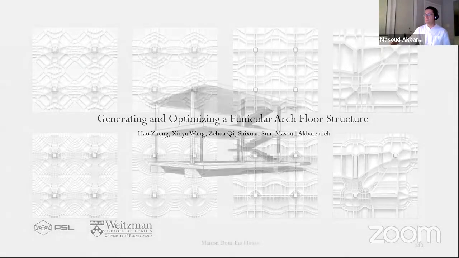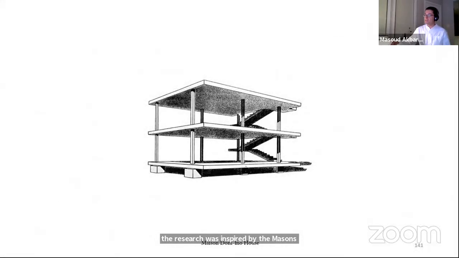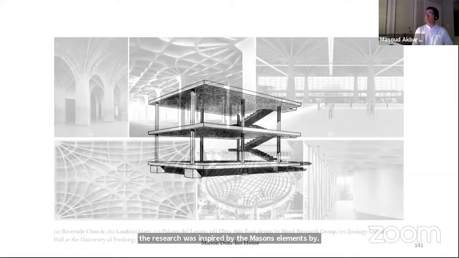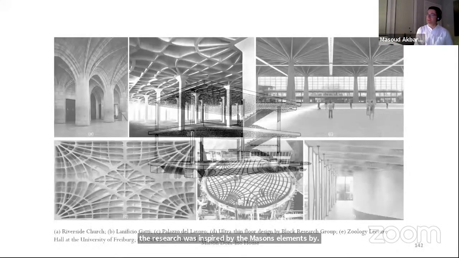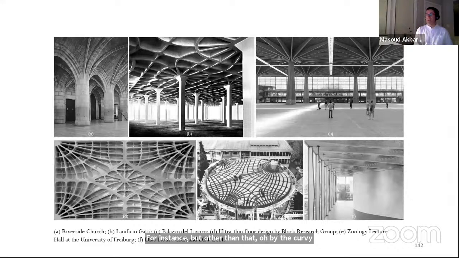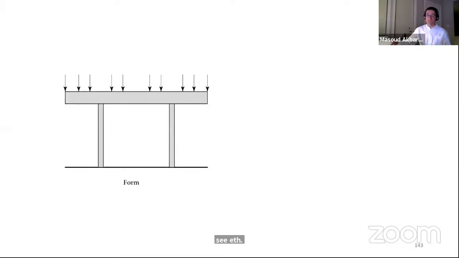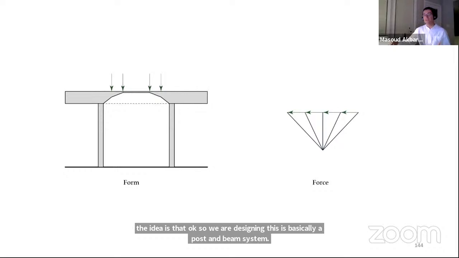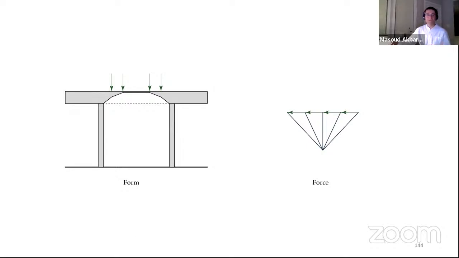The research was inspired by the Maison Dom-Ino by Le Corbusier. And obviously we were inspired by very famous examples, such as the Palazzo del Lavoro by Pier Luigi Nervi, the Floor designed by the Block Research Group, the Zoology Lecture Hall at the University of Freiburg, and also the DFAB House by Gramazio Kohler Research and the DBT at ETH. So the idea is that, this is basically a post-and-beam system, but we can have a distribution of the force and a method to eliminate or reduce the amount of concrete used for such concrete constructions.